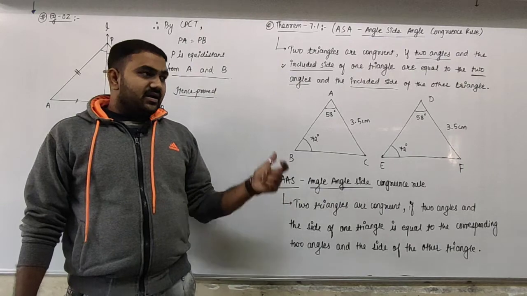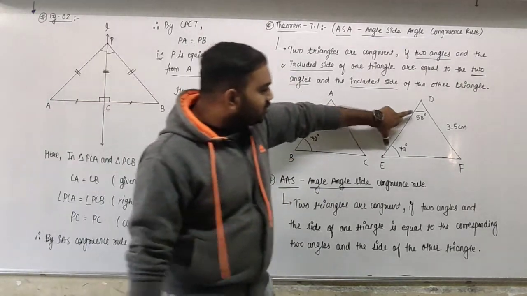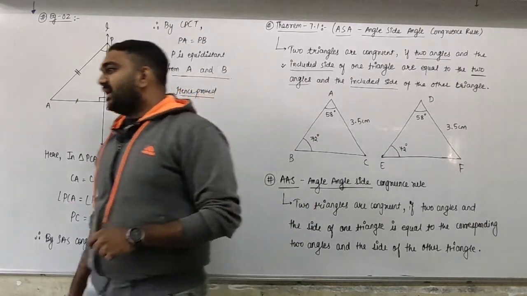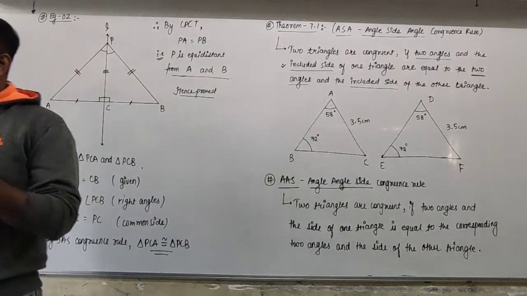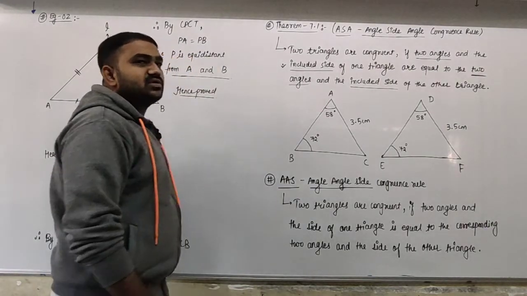But if the side is not included between these two angles, that is, it is not the common side formed by the two adjacent angles, then it is called the AAS congruence rule.